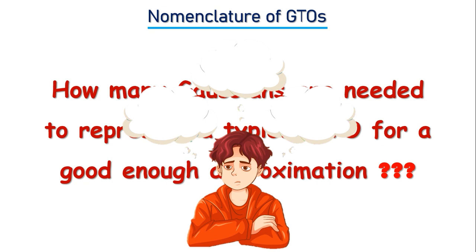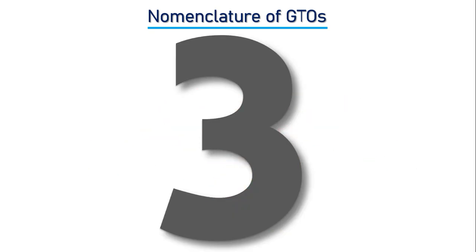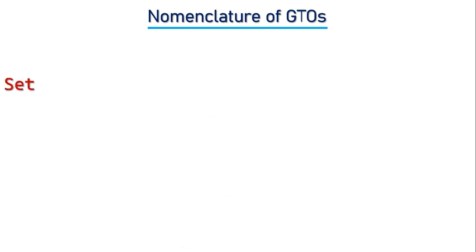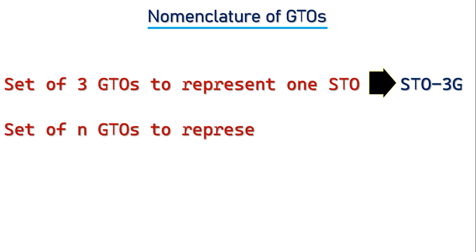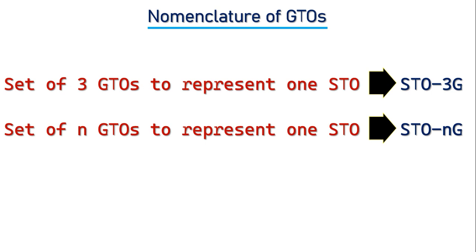I thought for a good enough representation, we are going to need at least 20 GTOs, or 50, or 100 would be better. But do you know the real number of GTOs? Often only 3 GTOs are more than sufficient. Now, if we represent one STO by 3 GTOs, then in short, this sum is called STO-3G. Similarly, for n GTOs, it is called STO-nG.